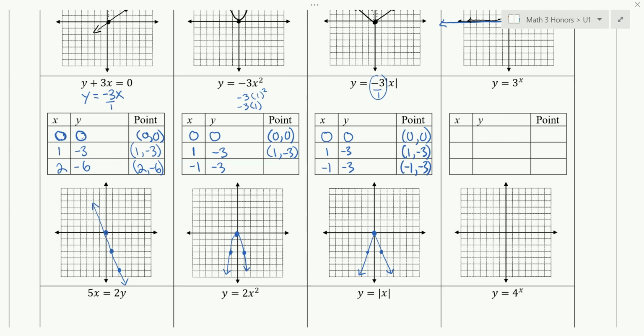So if it's curved, think no slope. Don't worry about it. There's no constant. But here, this is made out of line, so we can use the slope. Okay. And then the last one.